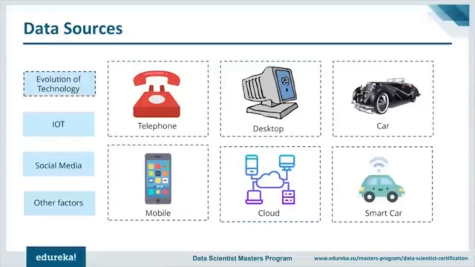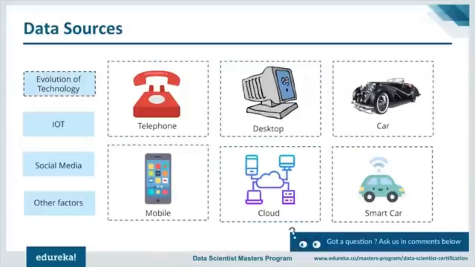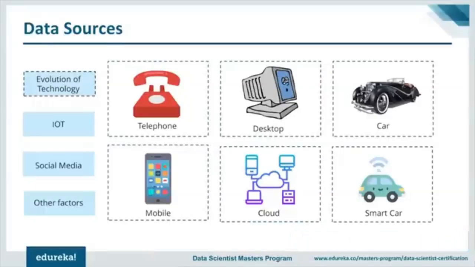Similarly, if you look at smart cars these days, they're connected to the internet, they're connected to our mobile phones, and this also generates a lot of data. What we don't realize is that the evolution of technology has generated a lot of data. Now, initially there was very little data and most of it was even structured. Only a small part of the data was unstructured or semi-structured.